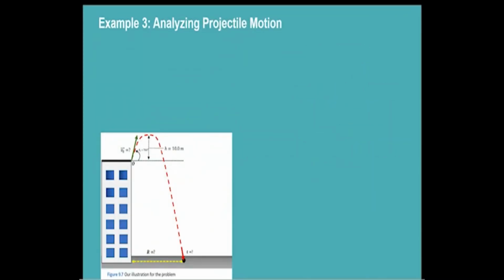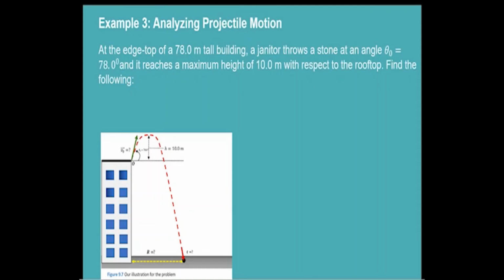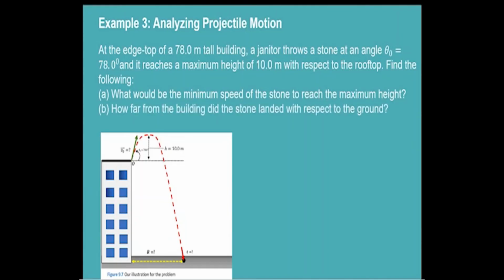Solve example number 3. At the edge of the top of a 78.0 meter tall building, a janitor throws a stone at an angle of 78.0 degrees, and it reaches a maximum height of 10.0 meters with respect to the rooftop. Find the following. A. What would be the minimum speed of the stone to reach the maximum height? B. How far from the building did the stone land with respect to the ground? And letter C. How long is the stone in the air before reaching the ground? You may pause this video for a while to solve the problem.